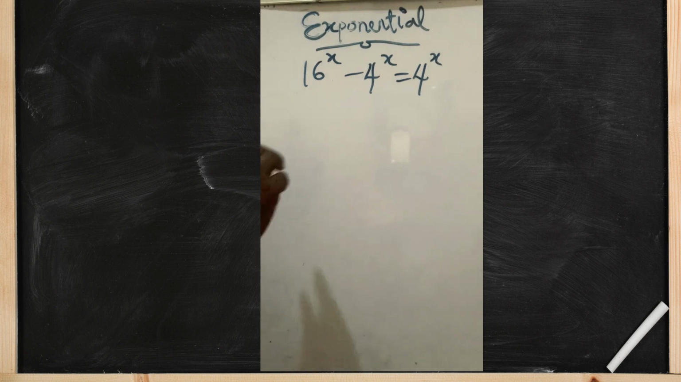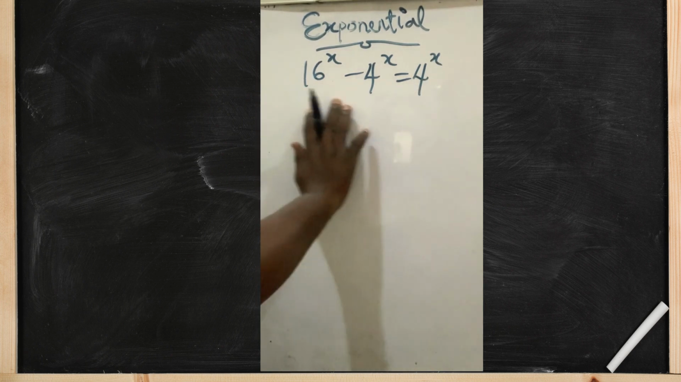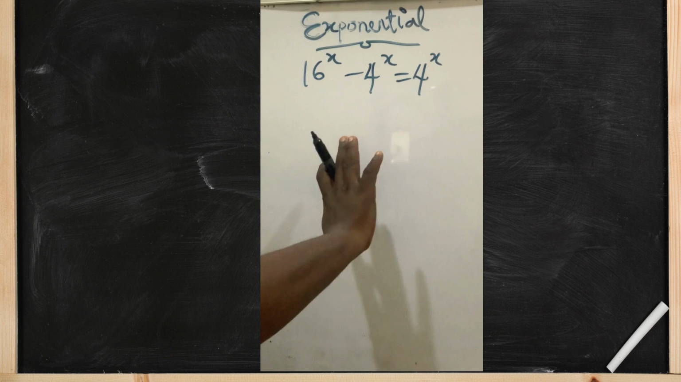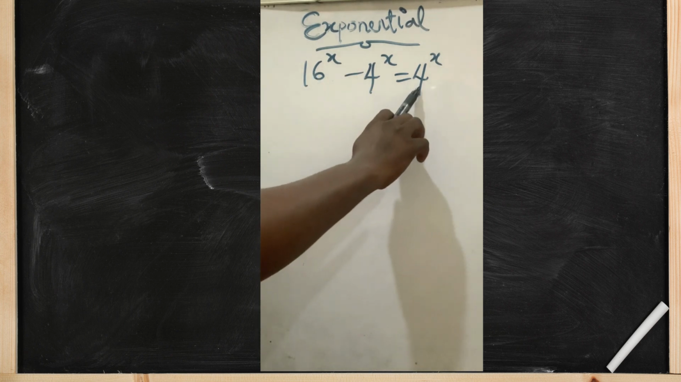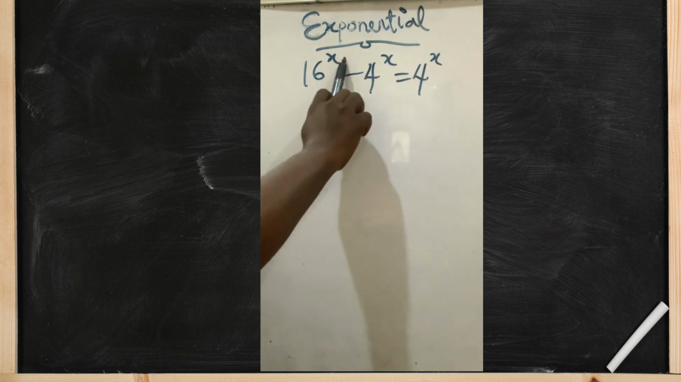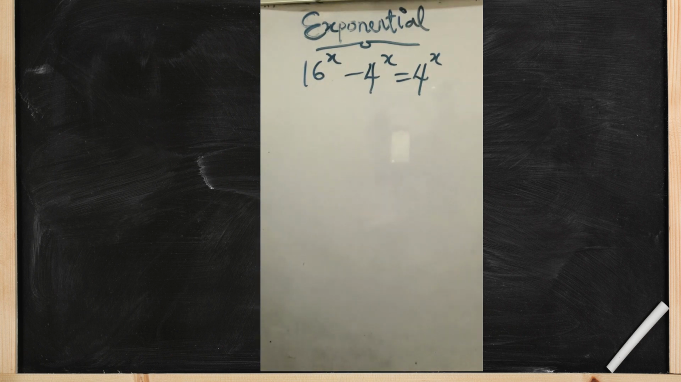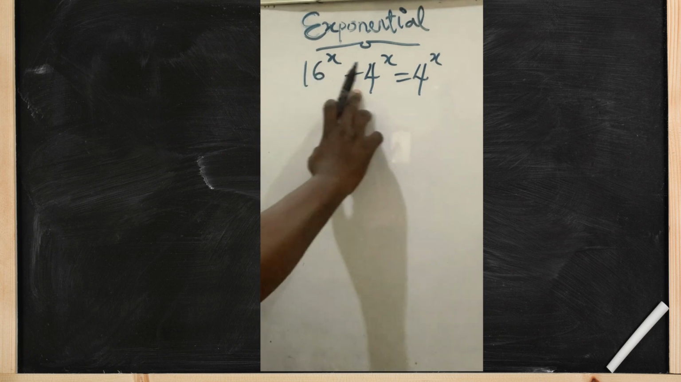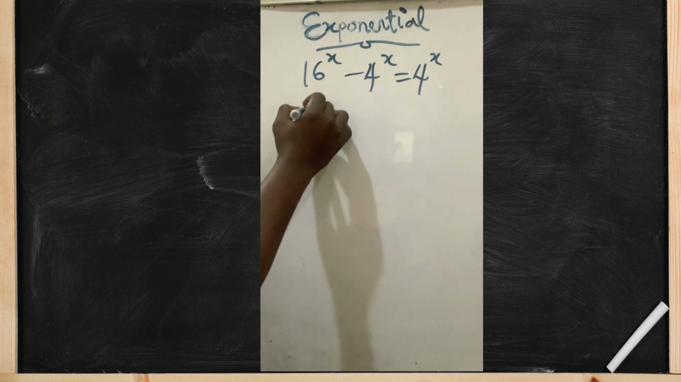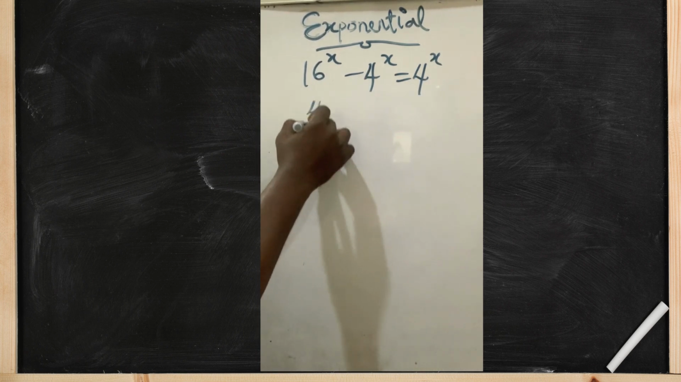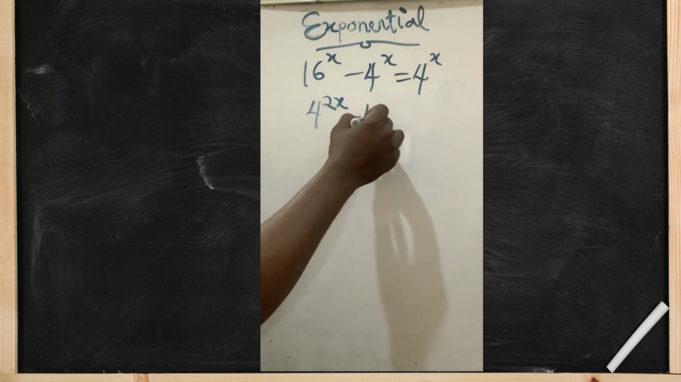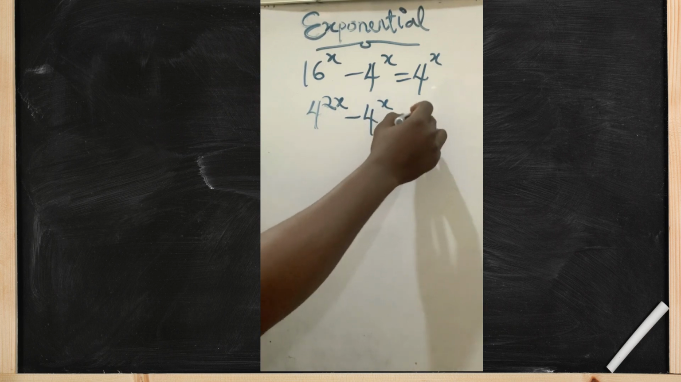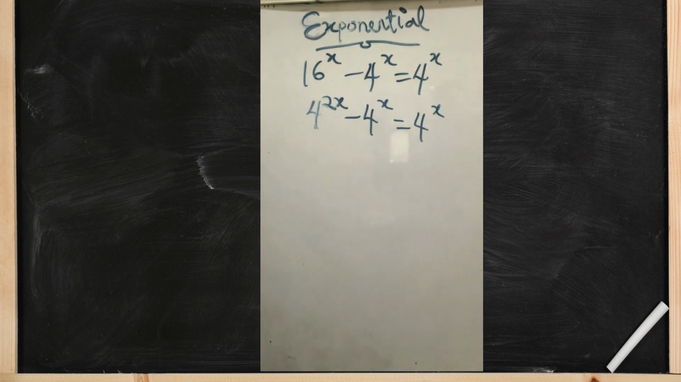Now, this question is very straightforward and simple in the sense that we've been given hints of what to do. We have 4 raised to power x, 4 raised to power x, 16 raised to power x. All we need to do, which is the first thing, is to ensure that all of them are in the same base number, which will be 4, 2x minus 4x equals 4x.